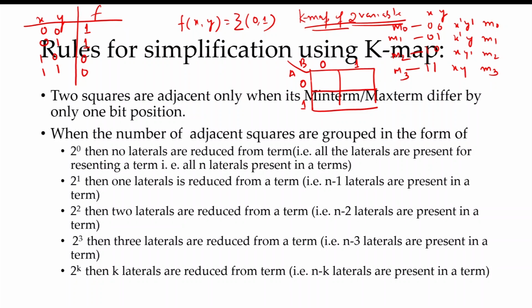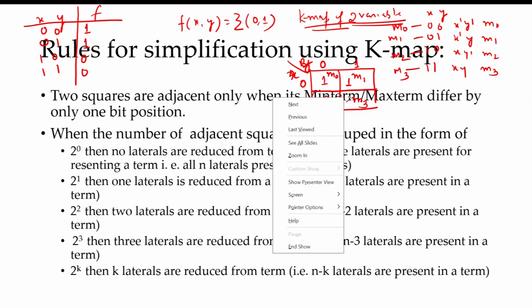This means simply, suppose this is x and y. When x is 0 and y is 0, what will be the value of the output? The output is 1, and this represents minterm 0, minterm 1, minterm 2, and minterm 3. Now in minterms 0 and 1 the output is 1, and the rest are 0.